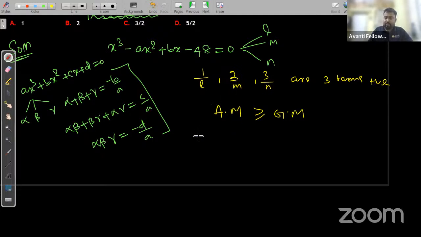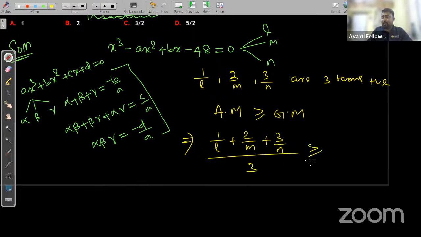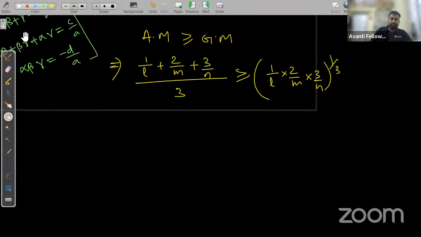Yes, obviously. So how can you find the arithmetic mean? Arithmetic mean will be 1 by L plus 2 by M plus 3 by N, sum of all the numbers upon the number of terms, will be greater than or equal to the geometric mean. How can you find the geometric mean? That is the product of all the given terms, 1 by L into 2 by M into 3 by N, whole to the power 1 by 3. Clear?